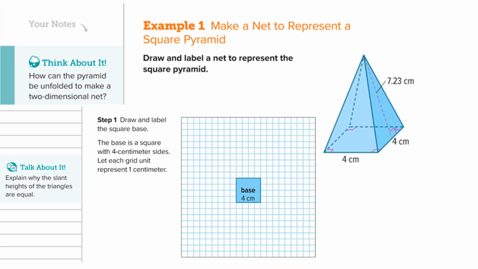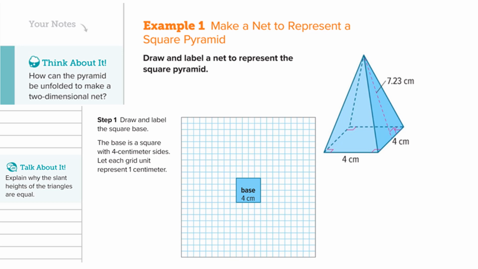The first thing we need to do is understand how we draw our net from this particular three-dimensional shape. So when I see that it's a square base pyramid and they're showing me that the base is 4 by 4, I start by making a square in the center of my graph paper. I make sure that it is 4 units going across and 4 units going up, and then I fill in the shape so it has all 4 sides and makes a square.